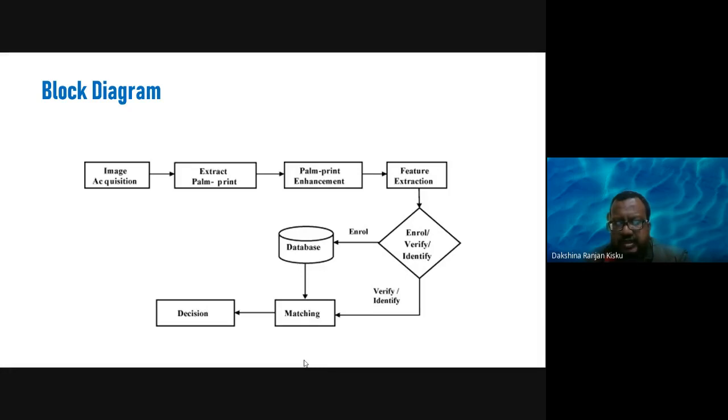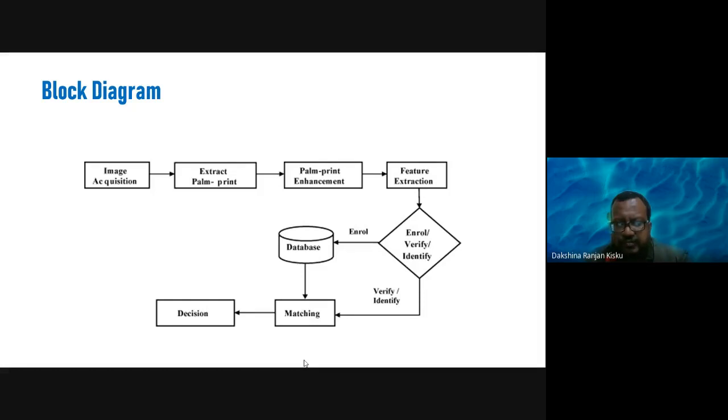So feature extraction is an important part of this palm print verification system, because unless we have distinctive features and invariant features, or some local descriptor type of features, the palm print verification system cannot be reliably used for identification or verification. Okay. So we need to have some strong feature extraction techniques for enrollment as well as for verification or identification.